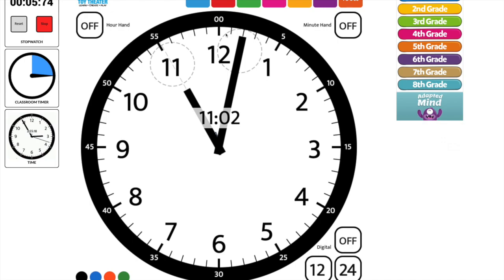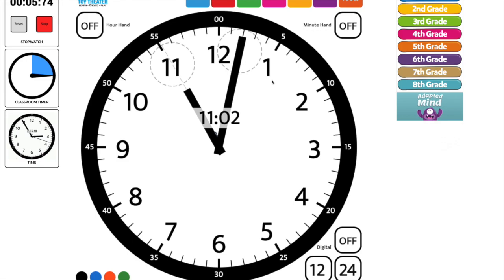Remember how each number on the analog clock represents 5 minutes? And now you can see this on the outer black rim of this clock. 5, 10, 15, 20, 25, 30, 35, and so on.